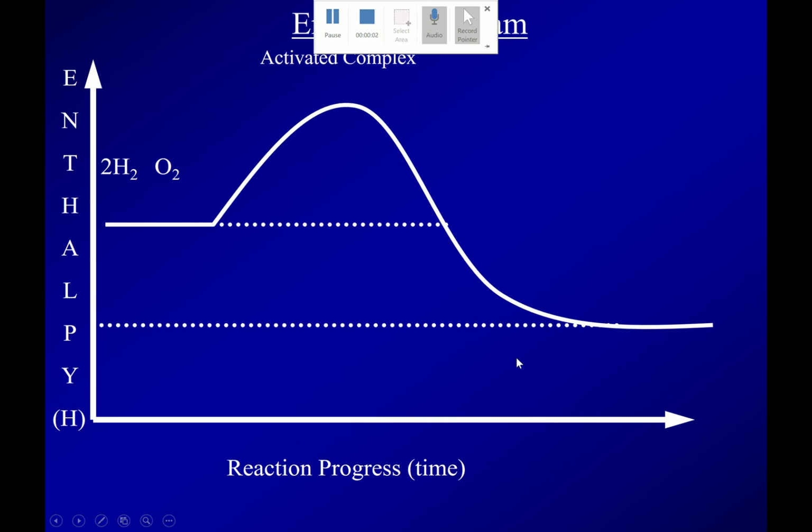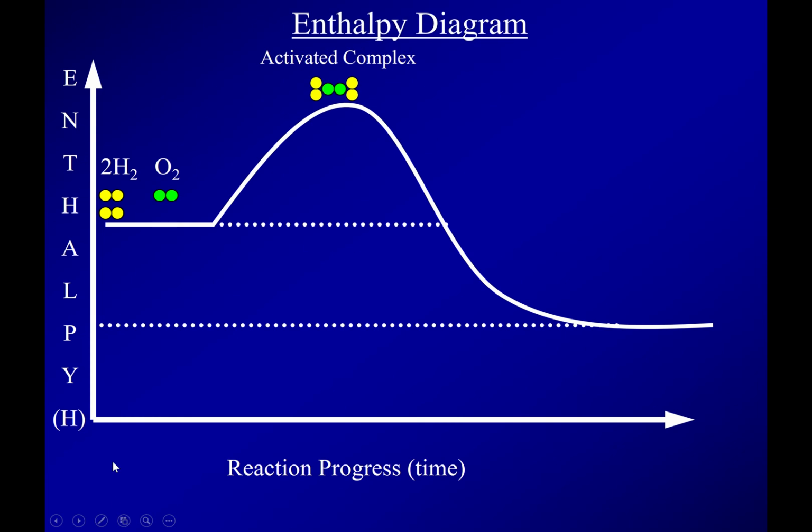Okay, so just a short little video about enthalpy diagrams. In an enthalpy diagram, we've got compounds that are starting at a certain amount of energy. They give that a specific name called enthalpy, and they use an H to indicate it. So let's think back to our example when we did our bottle rockets. We mixed hydrogen with oxygen, and that started at a certain amount of energy.